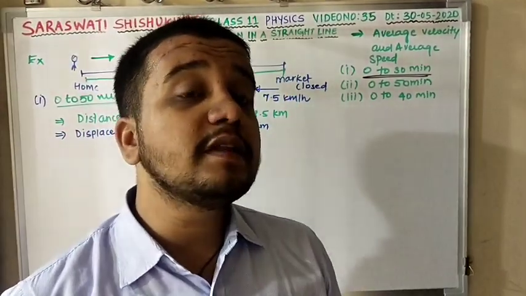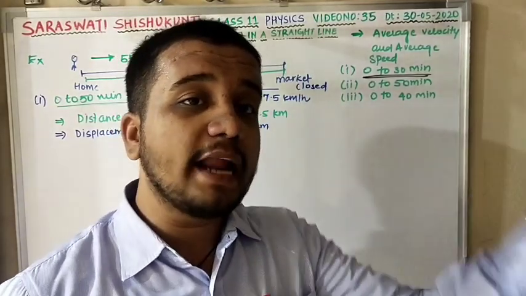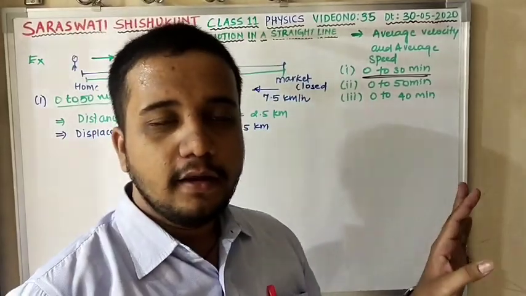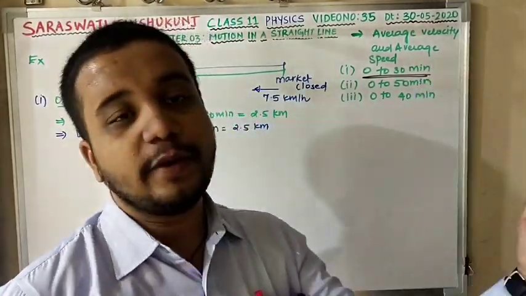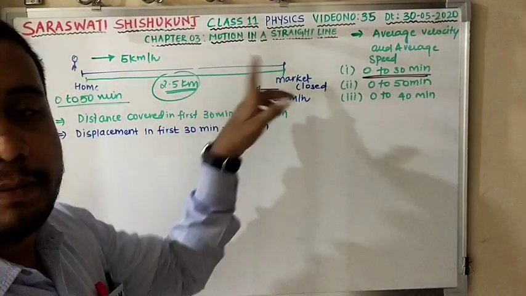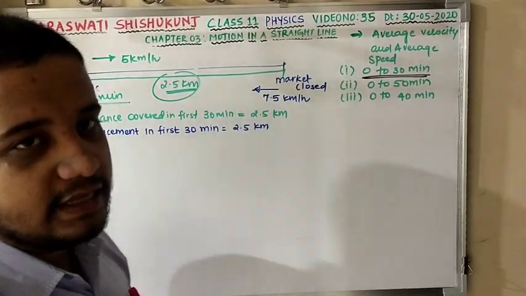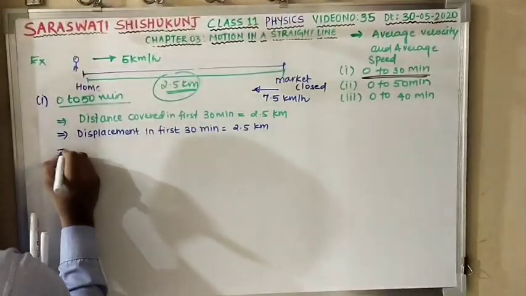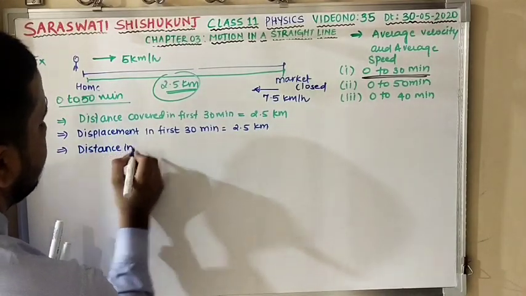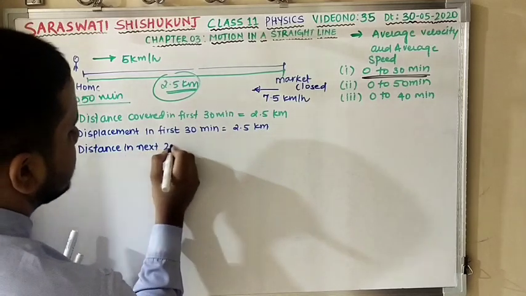Rest 20 minutes means what? He is moving from market back to home. Yes or no? 30 minutes home to market done. But for the slot of 50 minutes, the rest 20 minutes he is moving from market to home. So he will be somewhere over here between market and home. Yes or no? So I can calculate the third, that is the distance in the next 20 minutes.